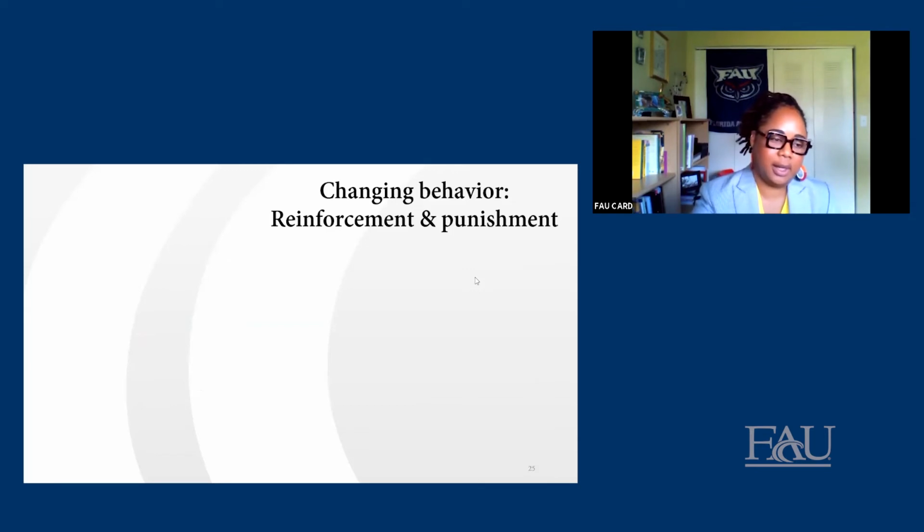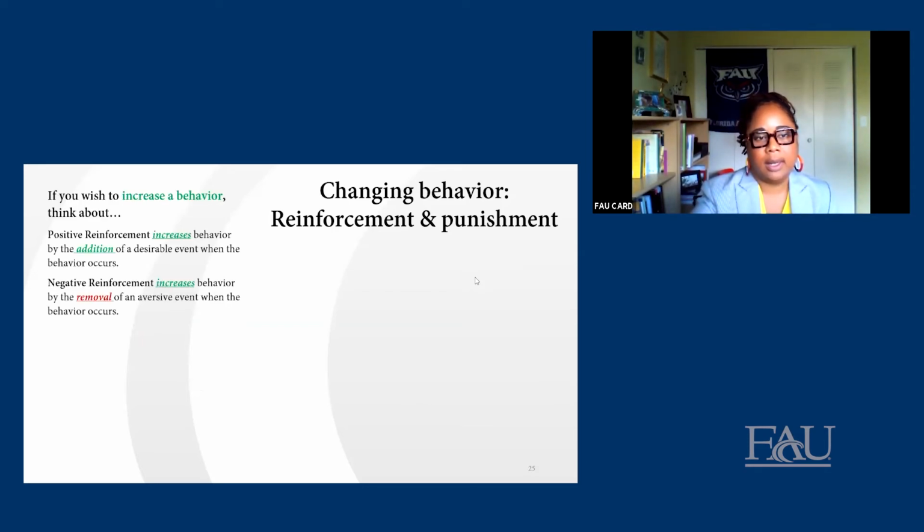So how do we change behavior? The two broad-based concepts or techniques for changing behavior are reinforcement and punishment. If you wish to increase a behavior, you want to think about reinforcement. Positive reinforcement increases the behavior by adding a desirable event when the behavior occurs. Negative reinforcement, although it says negative, also increases behavior, but this involves removing an aversive event when the behavior occurs.